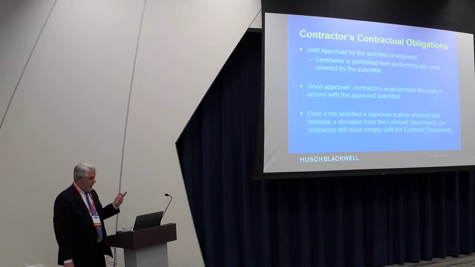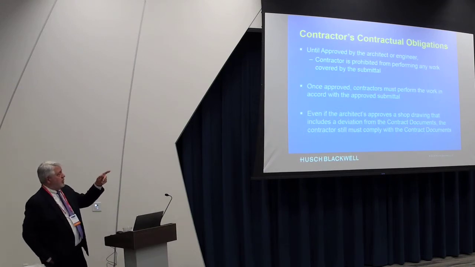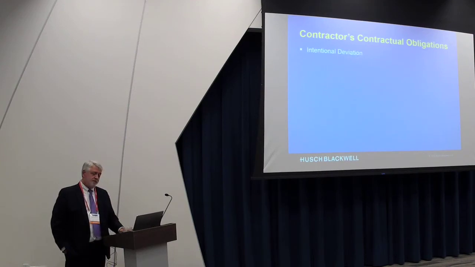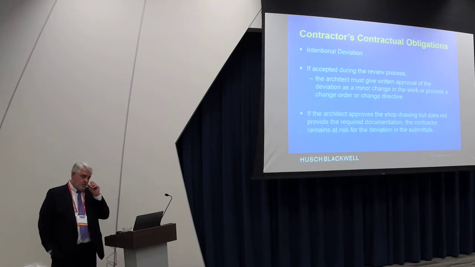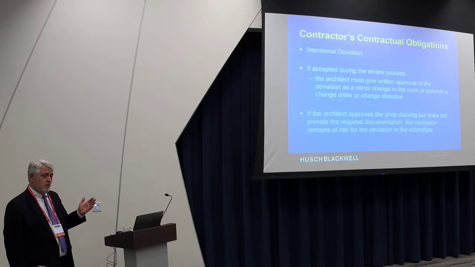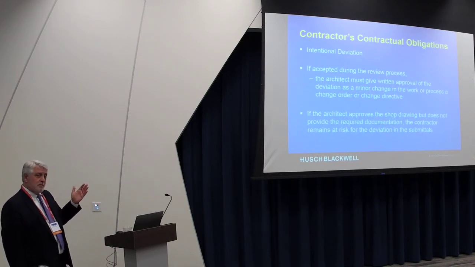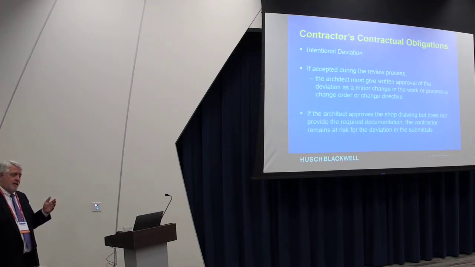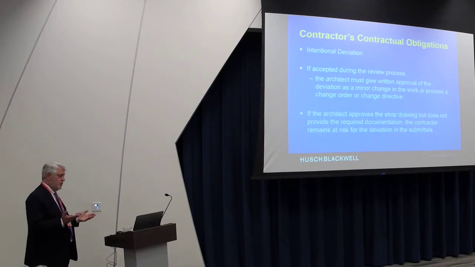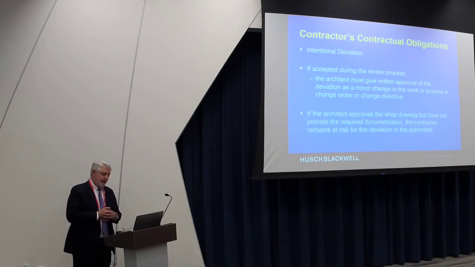And this is the part I just talked about. Even if the architect approves a shop drawing that includes a deviation from the contract documents, the contractor still has to perform in accord with the contract documents. Now, there is an exception for intentional deviations. Contractors, who are just as smart as the rest of us, sometimes look at these things and go, I think there's a better way to do this, and submit a shop drawing that is essentially a suggestion that something different be done than what's called for in the design.